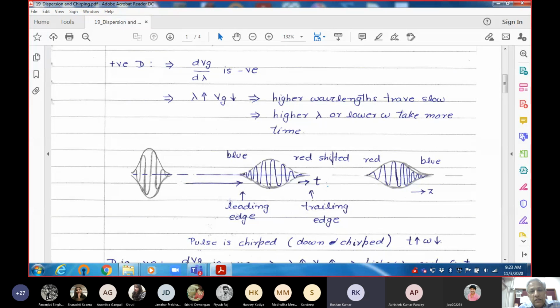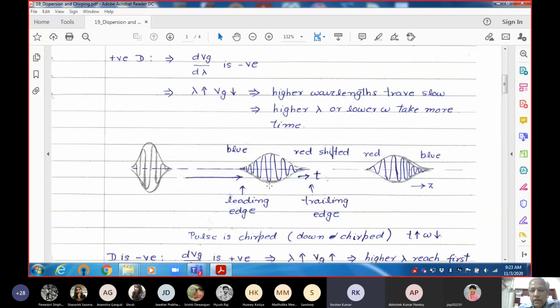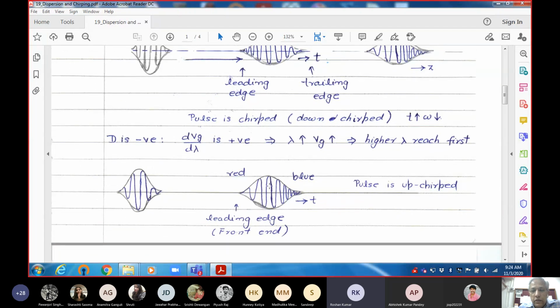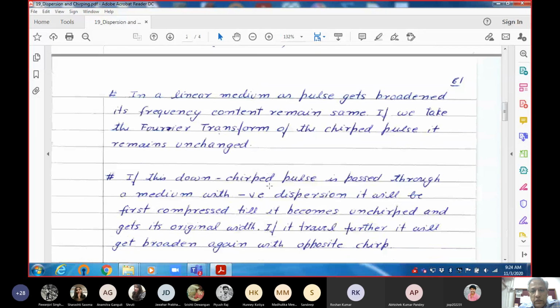That is why the pulse is broadened. If all the frequencies would have reached at the same time, then there is no broadening. You should go through it carefully. It is a good concept actually. You should understand it carefully.